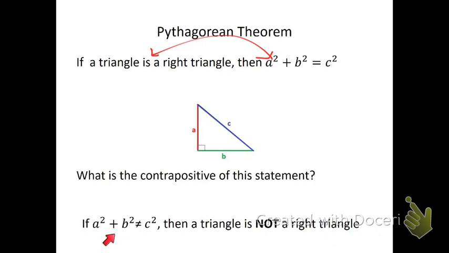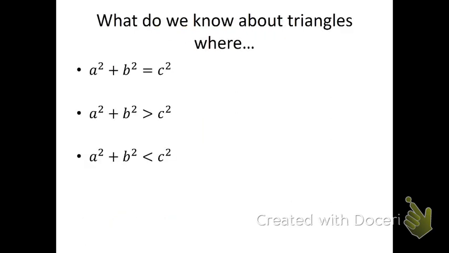Where we're going to go in this lesson is to see what we can tell about the triangle. We might know it's not right, but are there other things that we can deduce? So the question is, what do we know about triangles in these three situations? This is the case that we've examined, a squared plus b squared equals c squared. But what about when a squared plus b squared is greater than c squared? What about when it's less than c squared?